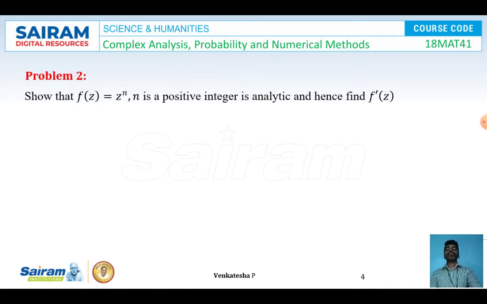Problem number 2. Show that f of z is equal to z power n, where n is a positive integer, is analytic, and hence find f dash of z.